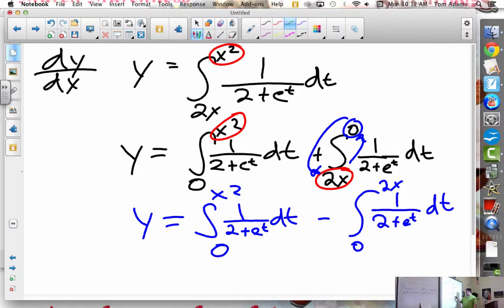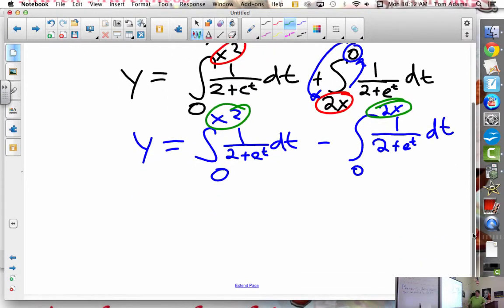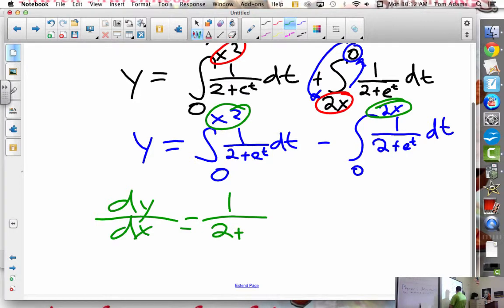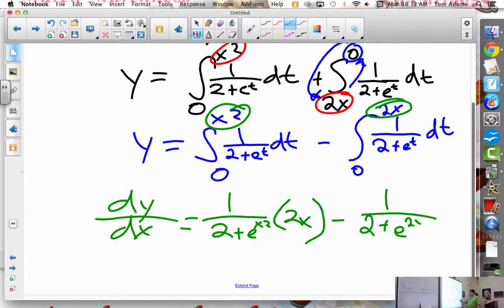Now what you notice is that we're going to have to apply the chain rule because we have to consider the derivatives of those functions there. So in other words, what I'm going to end up with is that dy/dx is equal to 1 over 2 plus e to the x squared times 2x. Whoops, I wrote a 2 there. Getting carried away. Minus 1 over 2 plus e to the 2x, and then I've got to tack on the derivative of 2x, which is 2. Okay?